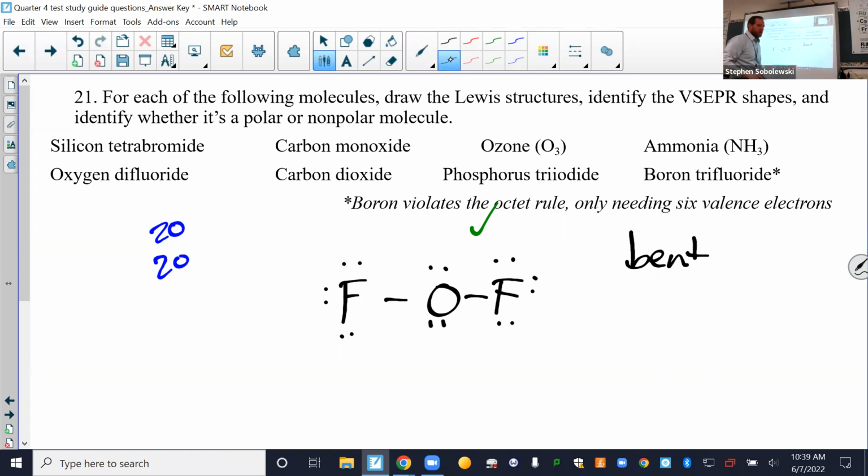And when it comes to polarity, you ask yourself one question. Does the central atom have 1 or more lone pairs? Yes, it does. It has 2 lone pairs. This makes it polar.